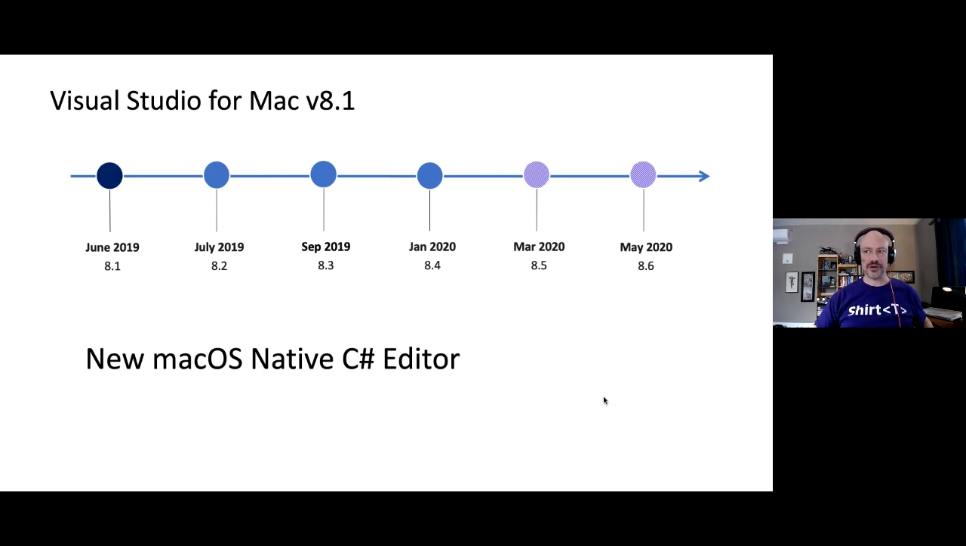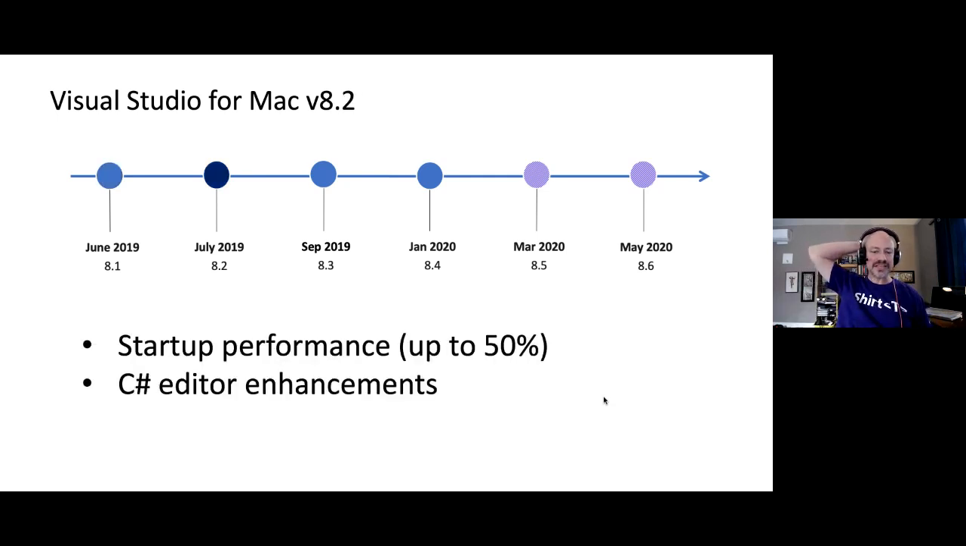It's also good for you because you get features faster and you don't have to hit the bugs twice. And so it's just kind of better for everybody. So that was a big focus with 8.1. 8.2 focused on startup performance and more C# editor enhancements. We monitor and listen to feedback, and we know performance is really important to people, and application startup performance is really important.